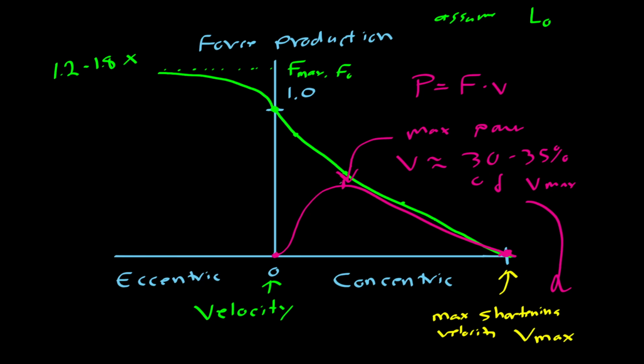Not maximum force production, because remember, that's something different. But the maximum power output, which is how much work can you accomplish per unit time. Or, as this equation has it here, the force you produce multiplied by the velocity that your muscle is moving at. So that's the other important aspect of the force velocity curve.